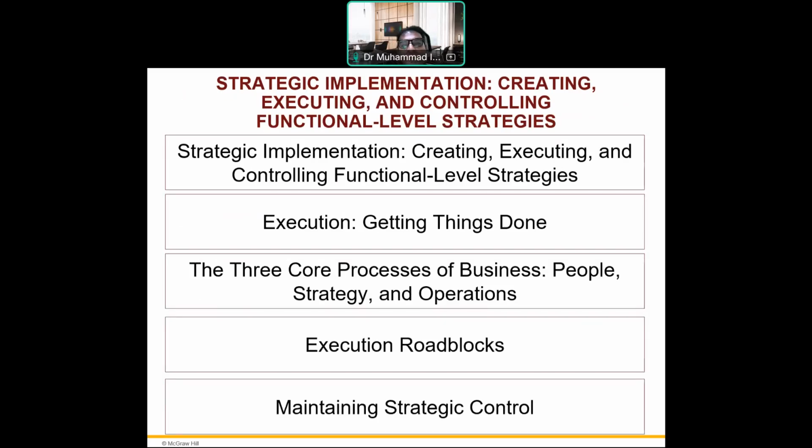Okay, strategic implementation: creating, executing, and controlling functional level strategy. Execution means getting things done. The three core processes of business are people, strategy, and operations. Then execution roadblocks and maintaining strategic control. I will discuss them one by one here.